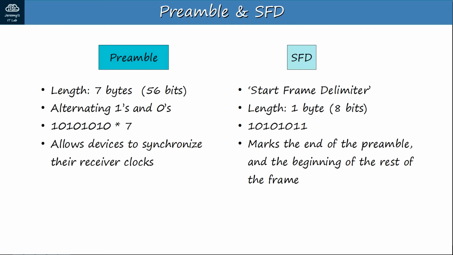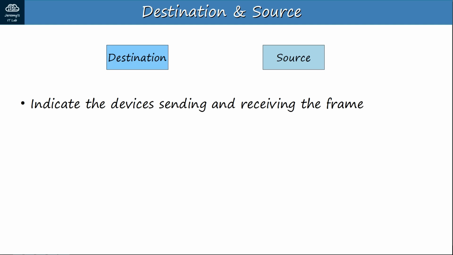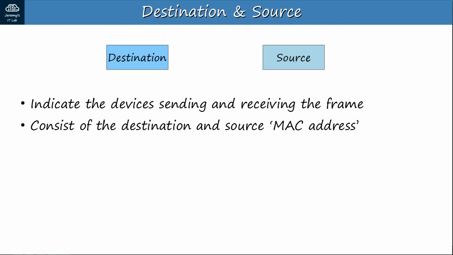Now let's look at the next 2 fields, the destination and source fields. They indicate the devices sending and receiving the frame. Like when you send an email, both the destination and source email addresses are included in the email. Or when you send a letter in the mail, although that's getting less and less common these days. The addresses used in Ethernet are the destination and source MAC addresses. MAC stands for Media Access Control.